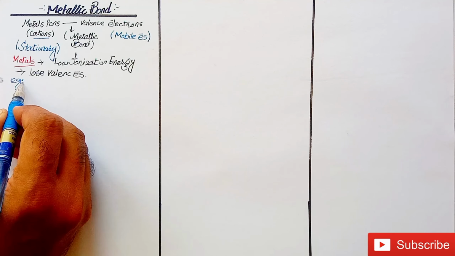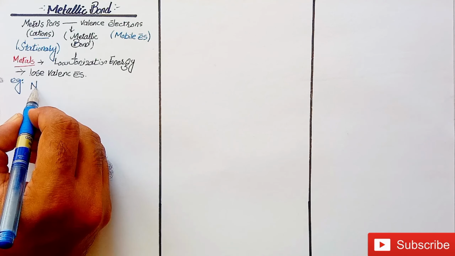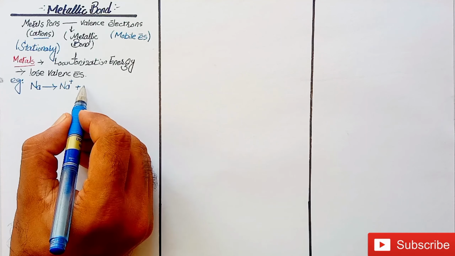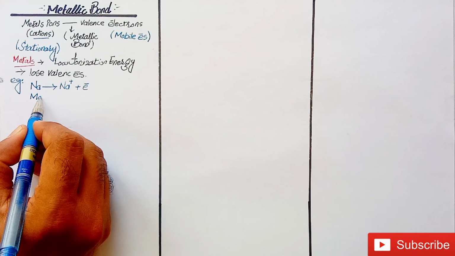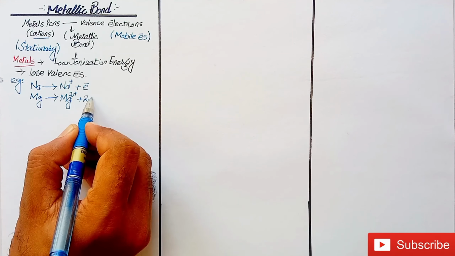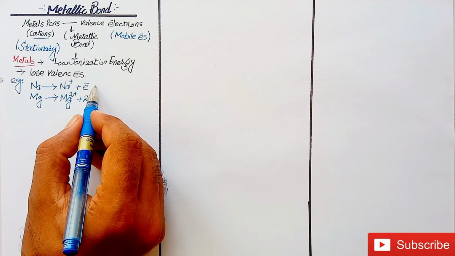For example, sodium is a metal. This has one valence electron. It loses one valence electron and forms a monocation. While on the other hand, magnesium has two valence electrons. It loses these two valence electrons and forms a cation.